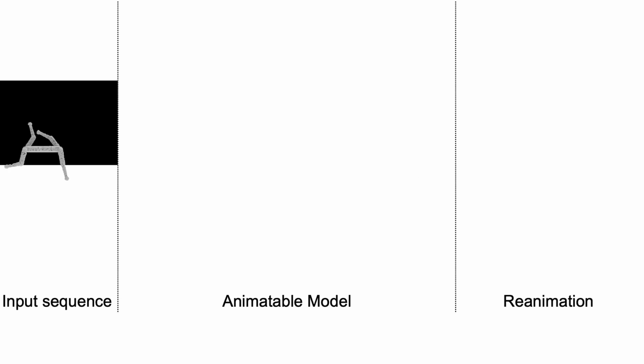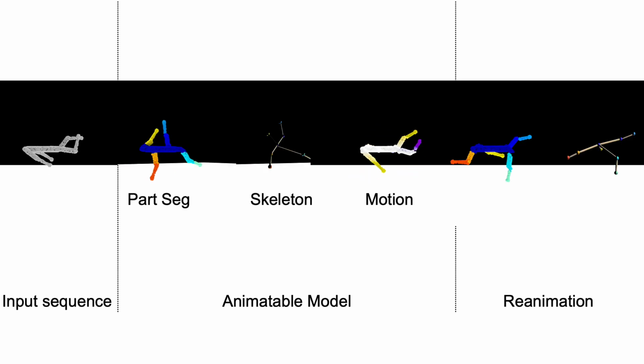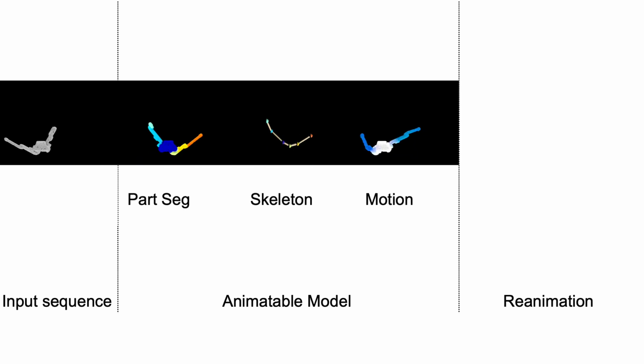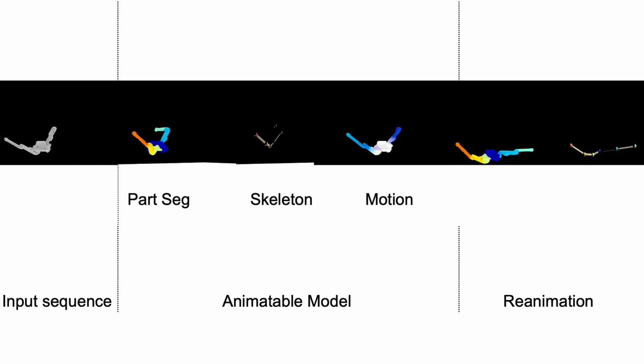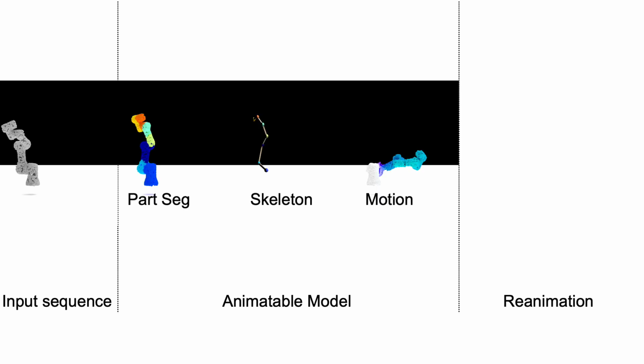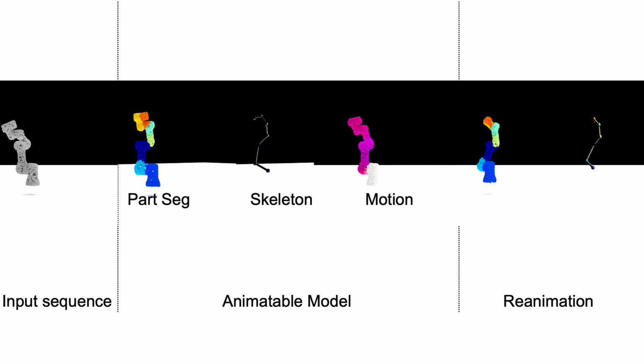Here, we show our first experiment on robots. For each robot, we show the input sequence on the left, the animatable model in the middle, and reanimation results on the right. The animatable model includes part segmentation, kinematic topology, and implied flow using our inferred model. Our method works well on all kinds of robots, including humanoids, quadrupeds, mobile manipulators, arms, and robotic hands.